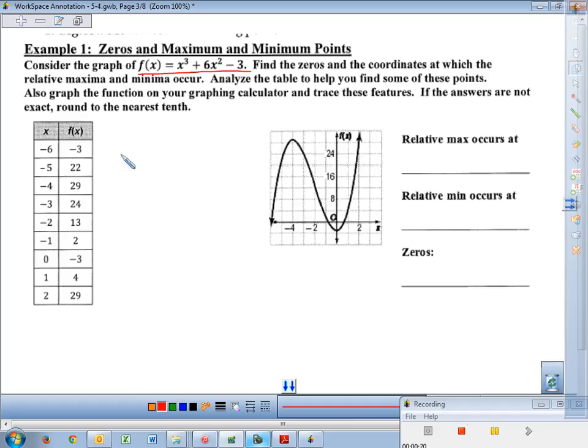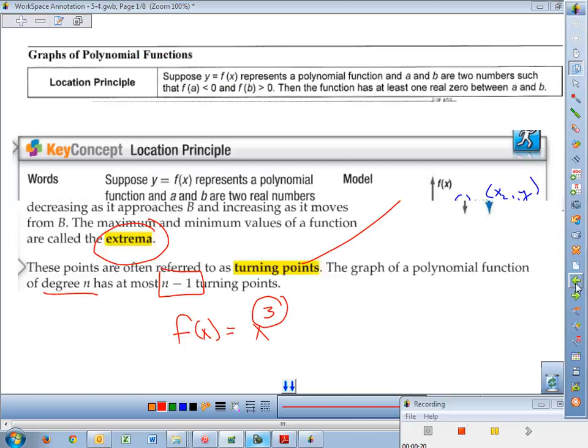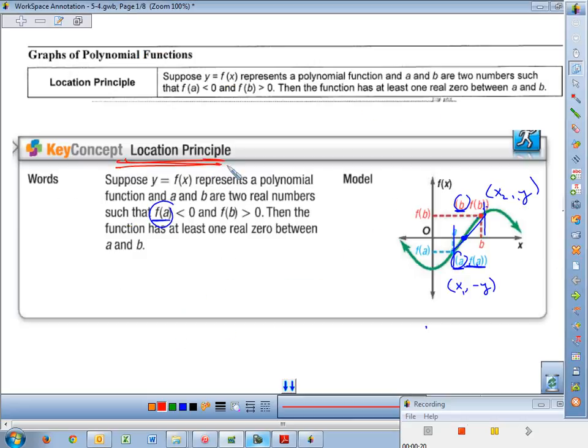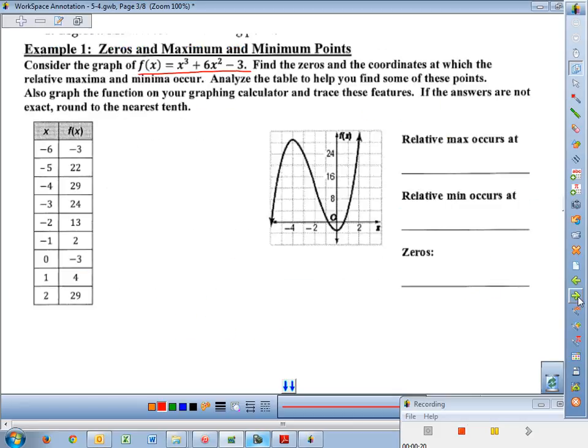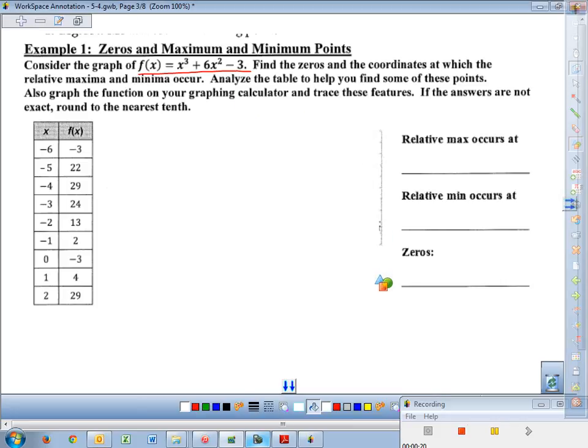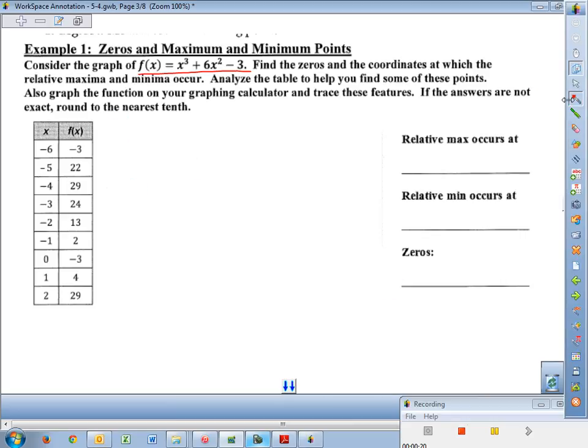First thing I want to see is let's use this in action, the location principle, to realize where there's going to be some zeros just based on the table alone. Pretend you can't even see a graph yet. No graph there. Can we figure out where there'd be some zeros for sure? Well, you look at the table and you look at the y values, aka the f of x values, and see where they go from changing of signs, either negative to positive or positive to negative. Doesn't that happen right here? Isn't the y value a negative 3 and then doesn't it change to a positive 22, correct? That means that there has to be a 0 between negative 6 and negative 5.